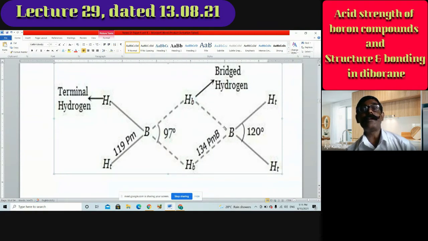Actually it is an electron deficient bonding. It is a banana kind of bonding. Just listen to these words, I'll explain them in detail later. So bridged hydrogens are one category and terminal hydrogens are the other category.